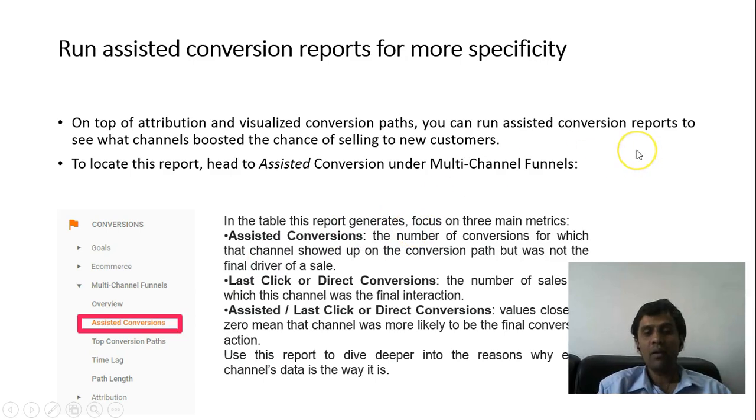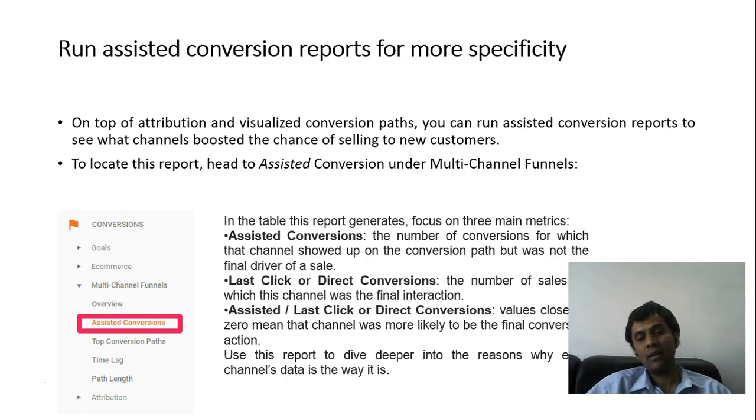Okay. In this table, this report focuses on three main metrics. Number one, assisted conversion: the number of conversions for which that channel showed up on the conversion path but was not the final driver of a sale. Last click or direct conversion.